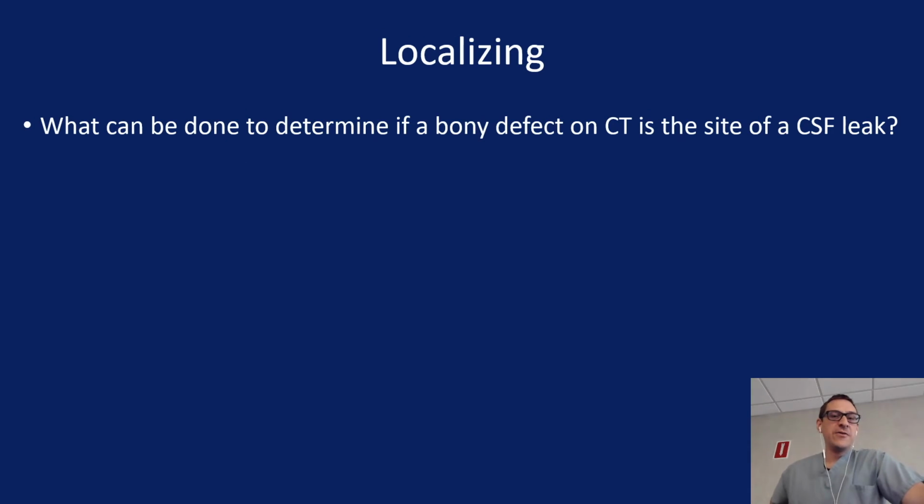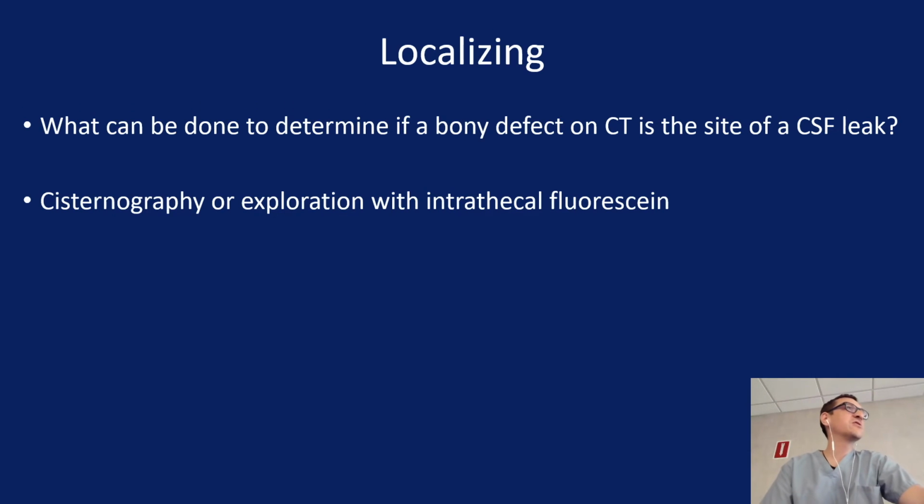What can be done now to determine if a bony defect on the CT is in fact a leak site, as in arachnoid and dural defect as well? What do you inject for a CT cisternogram? Oh no, I've thoroughly confused everyone on purpose.